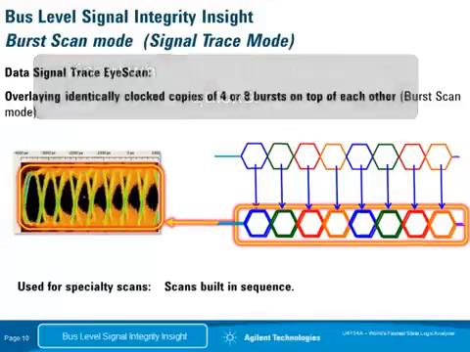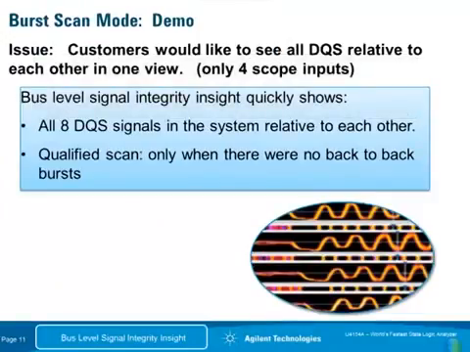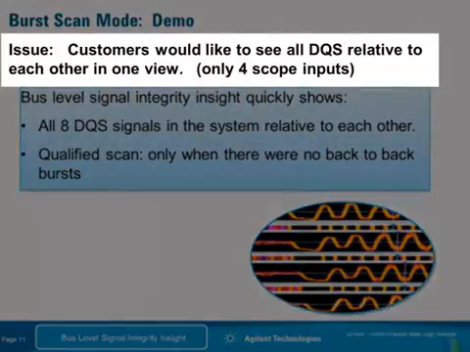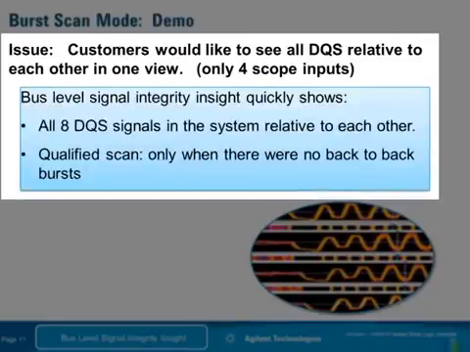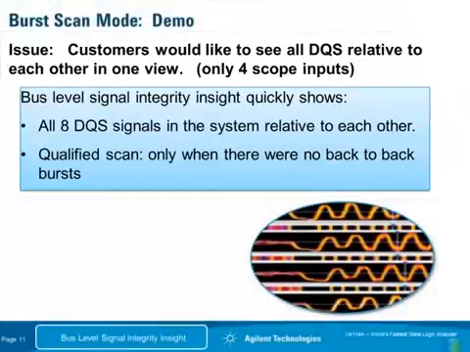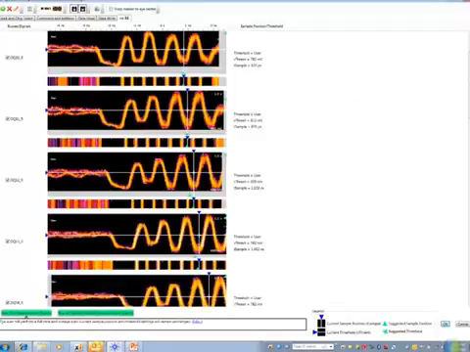So in this next demo, we'll look with the logic analyzer at an issue that is a great concern to customers, where they would like to see all of the DQS, the strobes, relative to each other in one view. Unfortunately, scopes have 4 inputs. So here we're going to use bus level signal integrity insight to show all 8 strobes in the system, qualified where there were no back-to-back bursts and they were only read bursts. All 8 strobes are shown in one view, and we can scroll through the strobes.